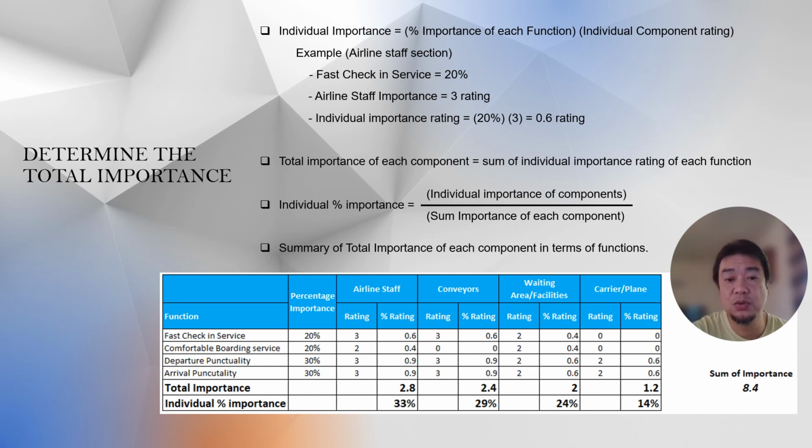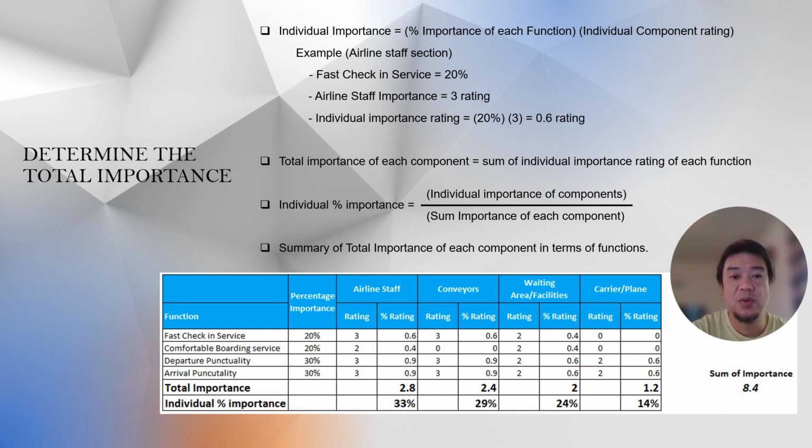You do the same for the other functions under the airline staff. 20 times 2 is 0.4. For the conveyors, the same: multiply the rating of the conveyor in terms of functions. For example, 20 times 3 is 0.6, and so on and so forth. That is the percent rating of each function per component.